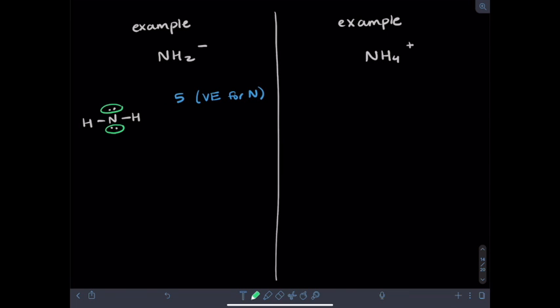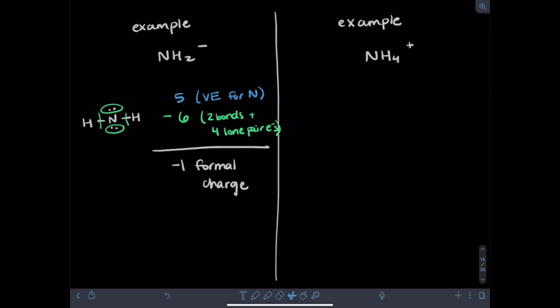I have 4 electrons from lone pairs around the nitrogen, and I have 2 electrons from the 2 bonds around the nitrogen in this molecule. Overall, I'm subtracting 6 from 5. From this, I calculate a -1 formal charge of nitrogen within this molecule. So I'm going to end by writing a negative by nitrogen. You could write this as -1, but it's most common to just do the negative sign in a circle.